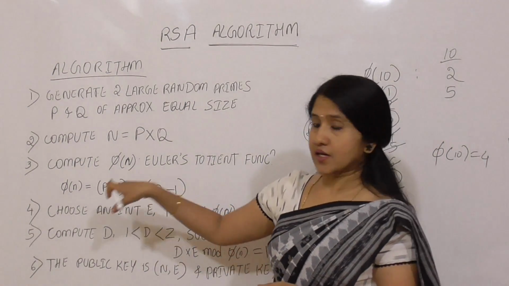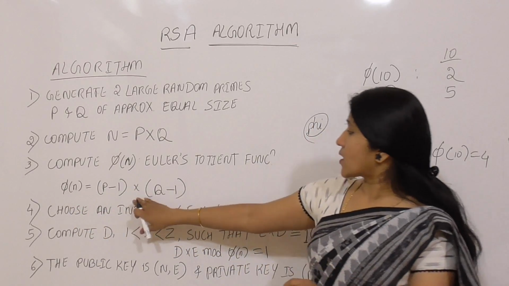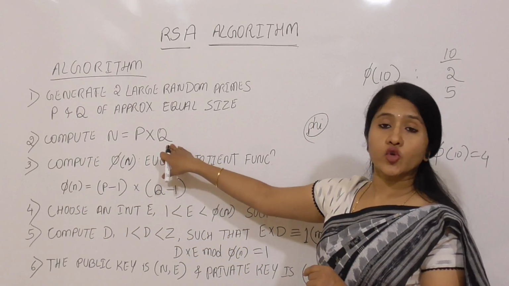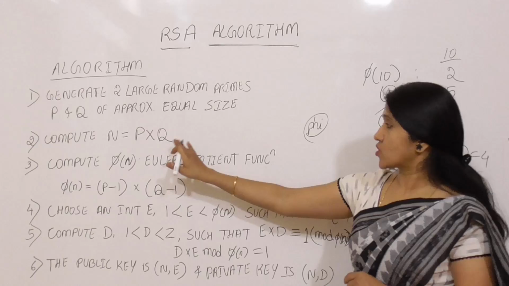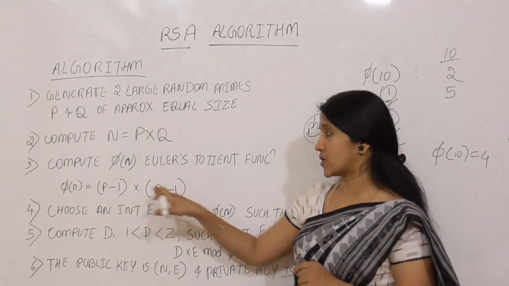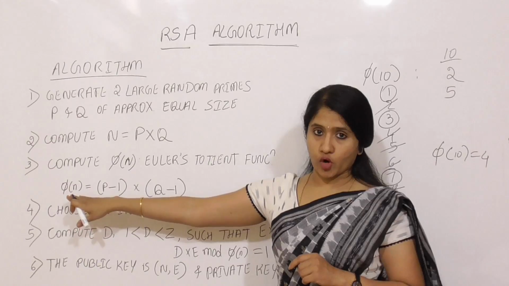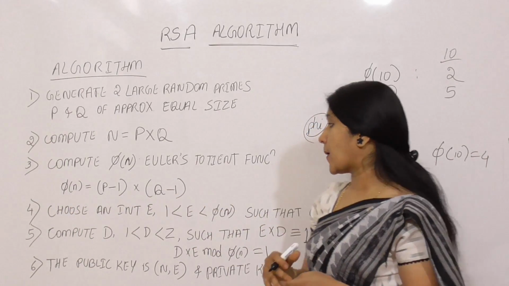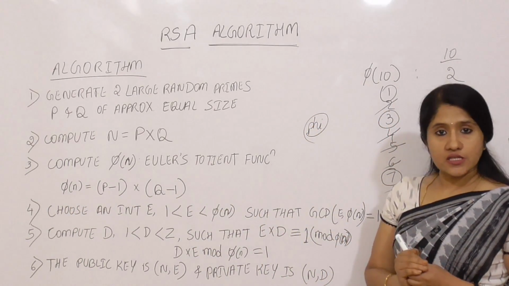So how are we calculating it here? P minus 1 into Q minus 1. P and Q are our prime numbers. So I am just doing P minus 1, multiplied by Q minus 1. Then I get this product, phi. Okay, the component phi. The 3 steps are over.